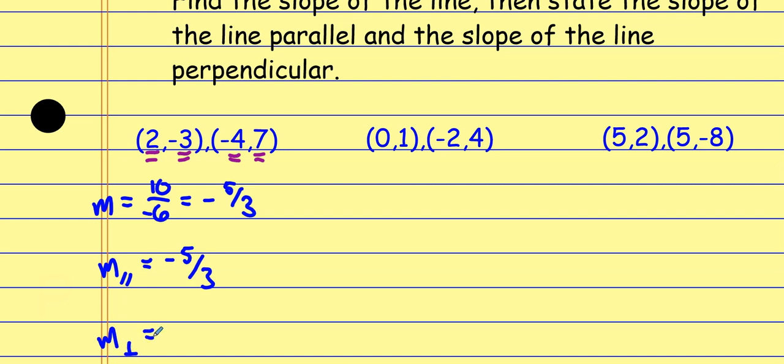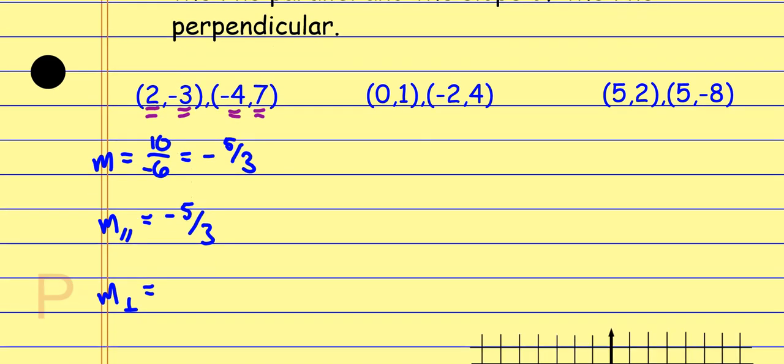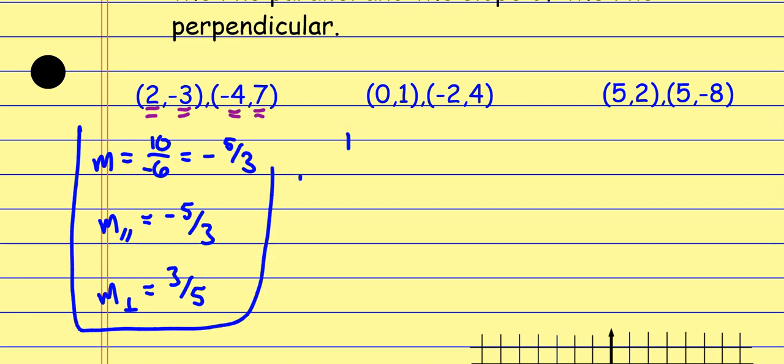So slope of perpendicular, opposite reciprocal: change the sign and flip it. So instead of -5/3, I'm going to make it +3/5. I change the sign and flip it. Okay? Slope of the line, slope of the parallel line, slope of the perpendicular line. If I look at this one, same kind of thing.